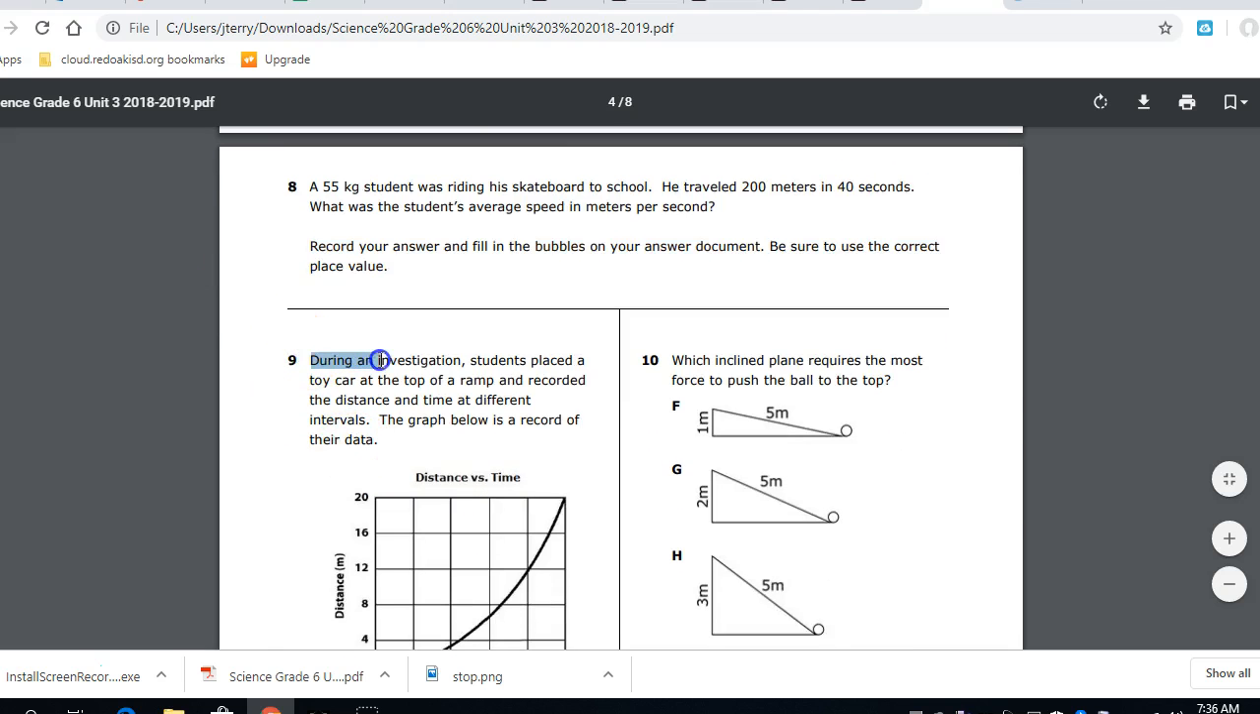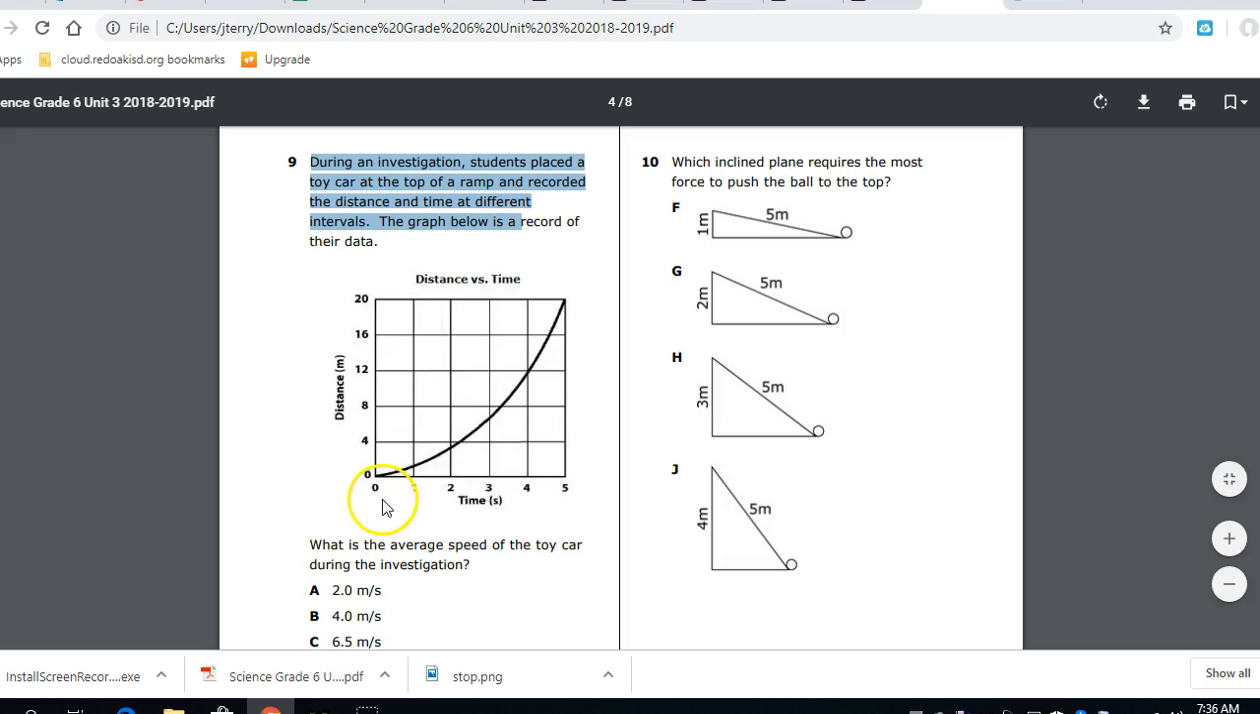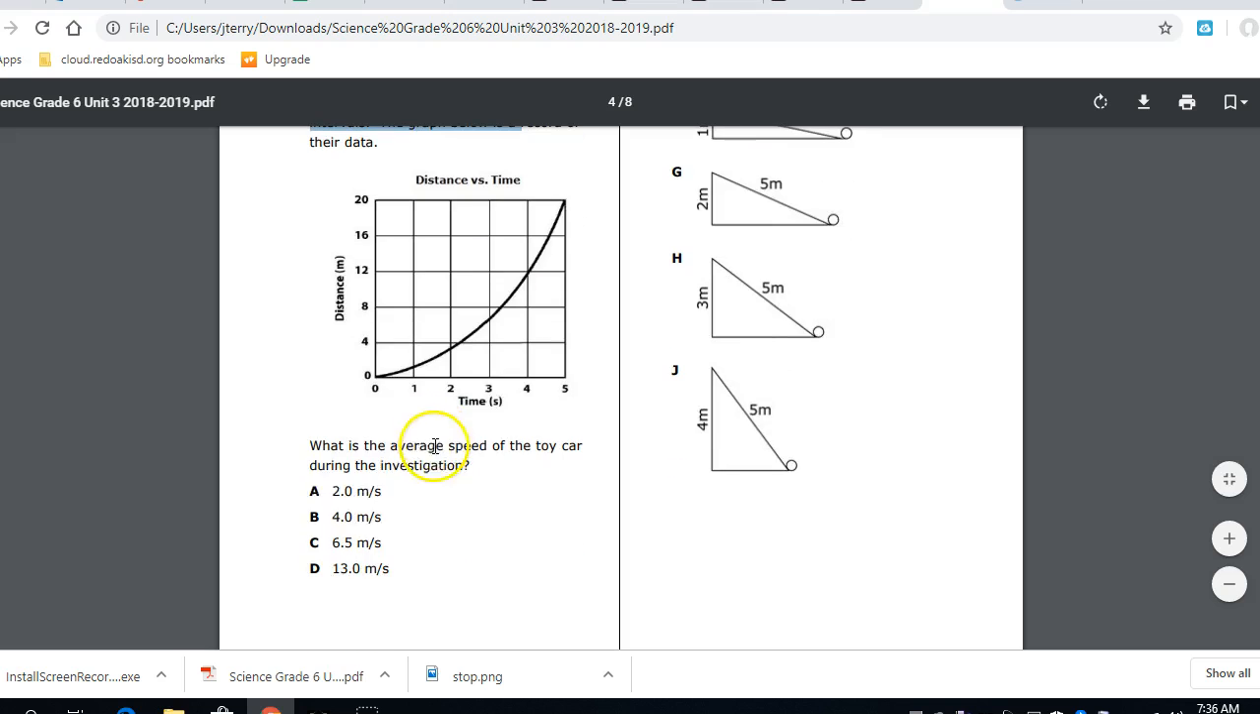Number 9, during an investigation, students placed a toy car at the top of a ramp and recorded the distance and time at different intervals. The graph below is a record of their data. What is the average speed of the toy car during the investigation? Is it A, 2 meters per second, B, 4 meters per second, C, 6 meters per second, or D, 13 meters per second?